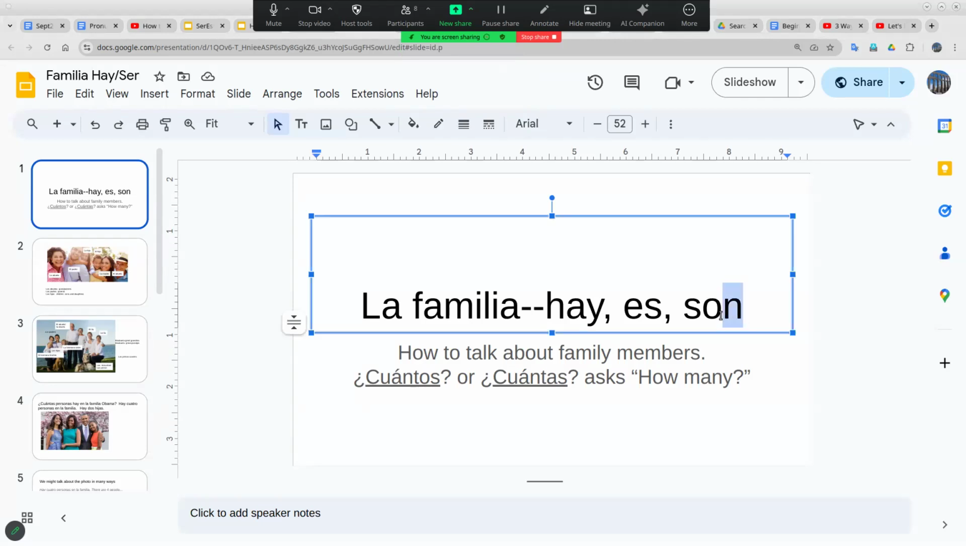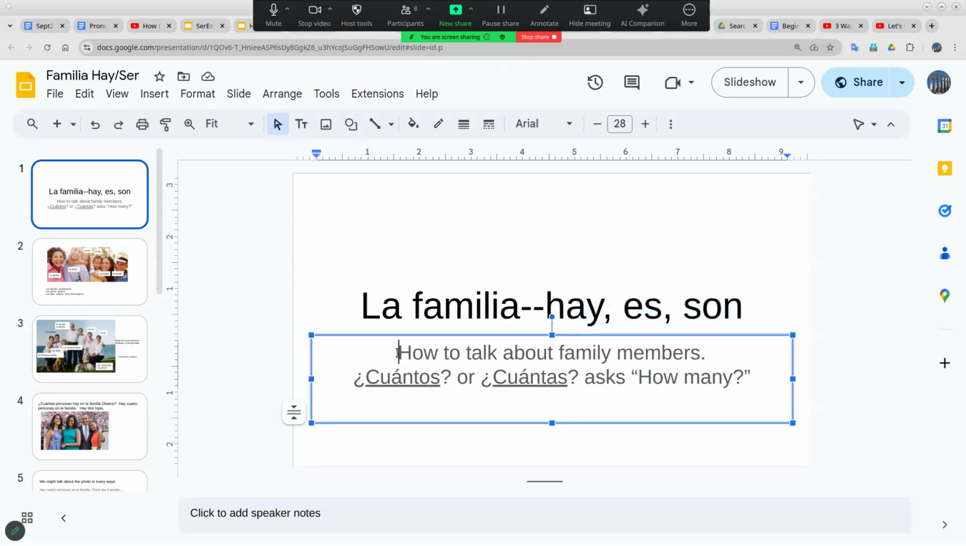And we're going to combine es and son. We're going to throw in the idea of hay also. Hay is only used to say that something exists. If you did not watch the video on hay with the refrigerator, the stuff in the refrigerator, go and look at that again. I'll put it again in the email link. But hay just talks about stuff that is out there. It exists.